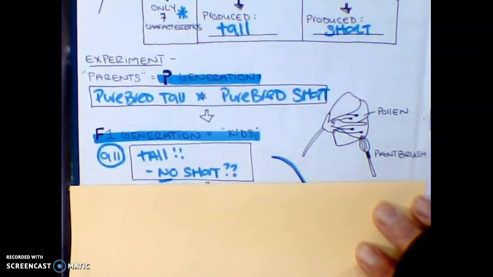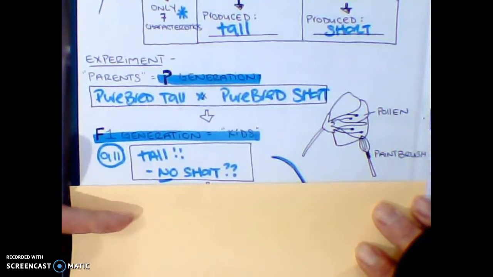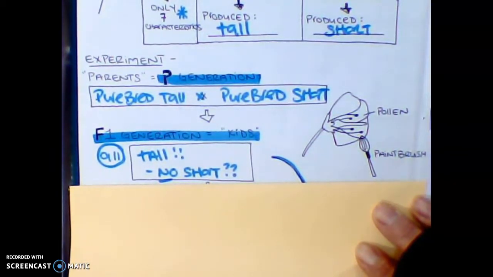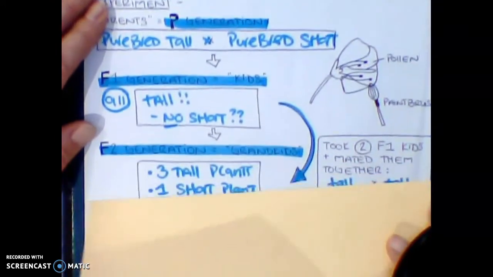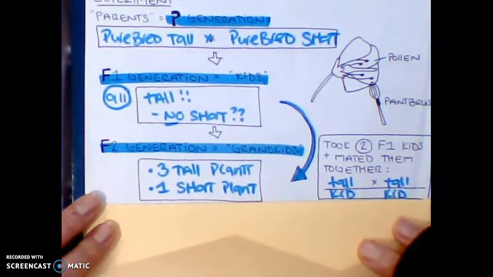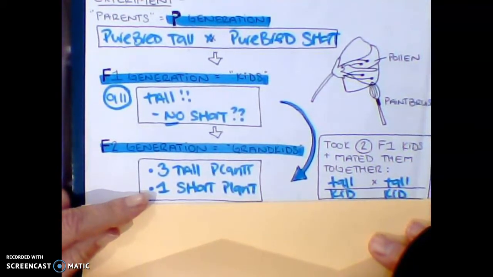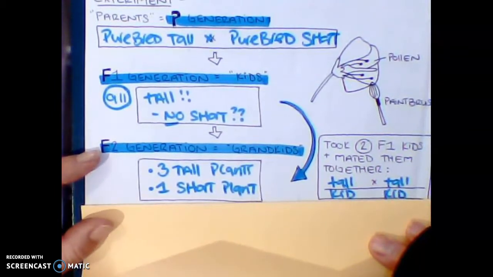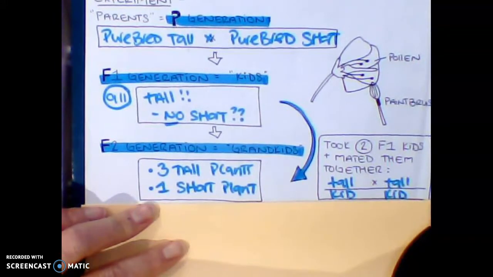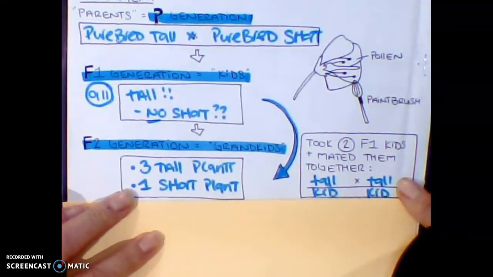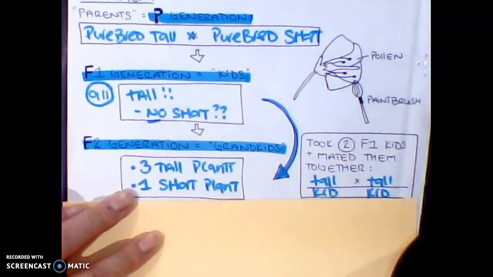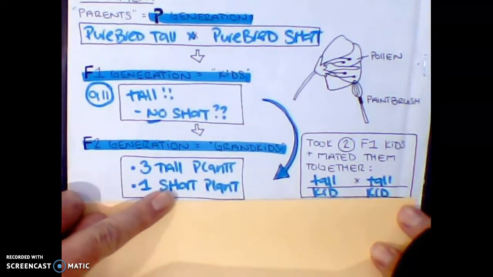And so you would think, because the kids were all tall, that their kids would be all tall. But that's not what he found. What he ended up finding was the grandkids ended up having 3 tall and 1 short. So you're like, wait, what? How'd that happen? So the grandkids we refer to in genetics as the F2 generation. So this is a Pheno 2 or grandkids. And this was the ratio. So again, keep in mind that he mated 2 tall kids together. So he mated a tall kid plus a tall kid, and we ended up creating a short plant.